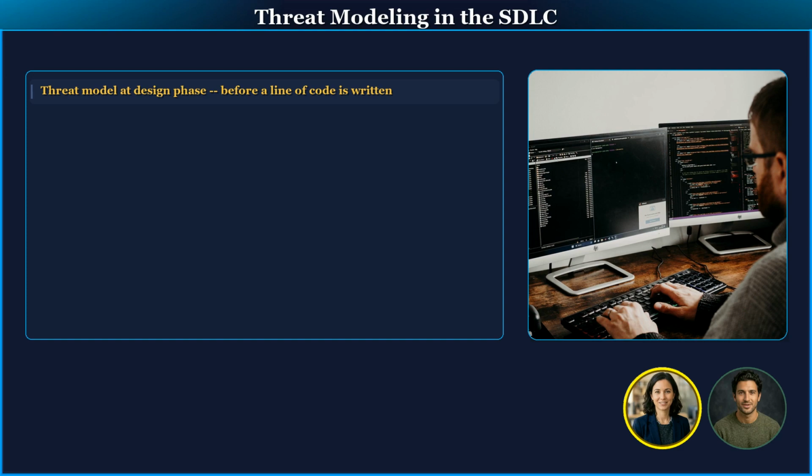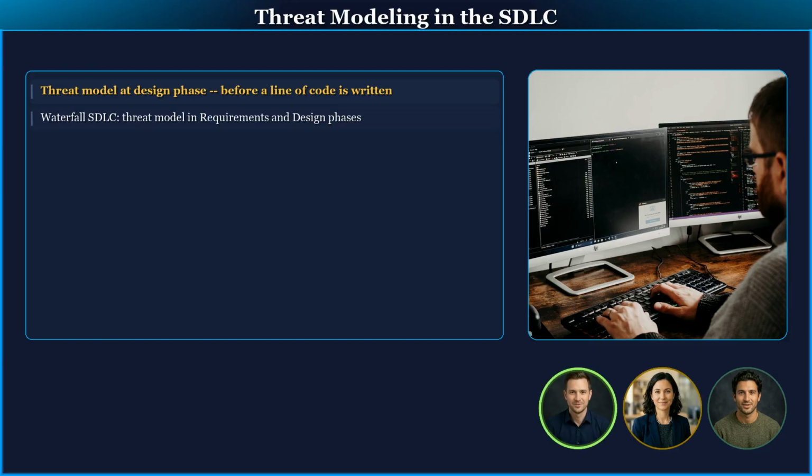The question of when to threat model has a clear answer: as early in the software development lifecycle as possible. The design phase is the last point where architectural decisions are cheap to change. Once you have committed to a microservices architecture or a specific API design, changing a trust boundary decision costs weeks of refactoring.